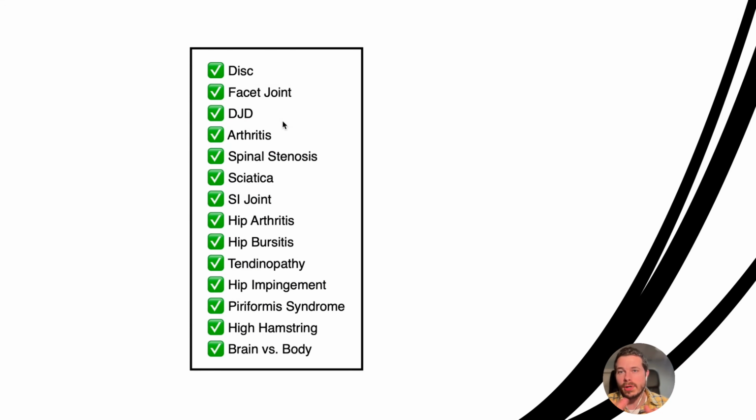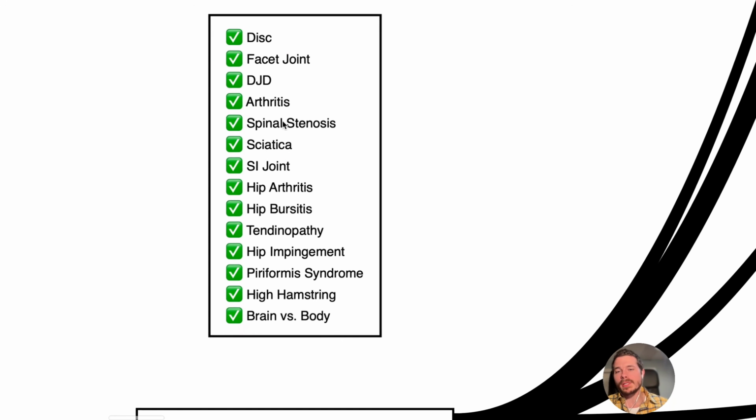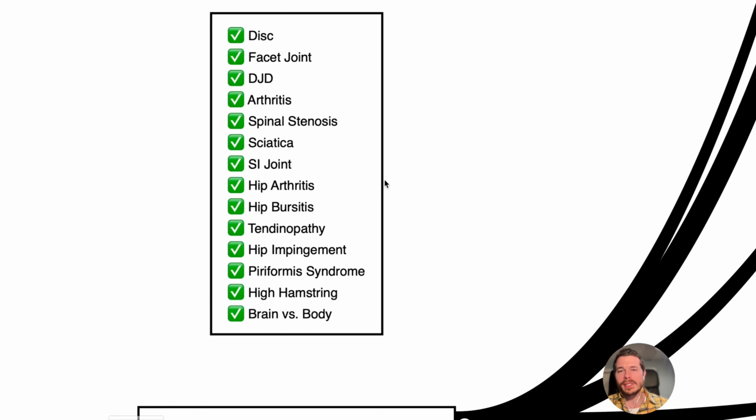degenerative joint disease, arthritis, spinal stenosis, sciatica, SI joint pain, hip arthritis, hip bursitis, glute tendinopathy, hip impingement, piriformis syndrome, high hamstring tendon problems, and we're going to talk about something that's commonly overlooked that can cause any physical sensation, very real by the way, in the body, which is the role of the brain on the pain or symptoms that you might be experiencing. So stick around for that.